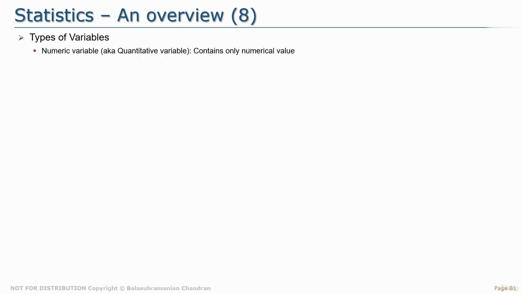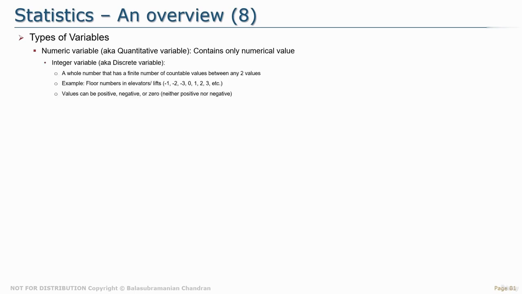Numeric variable, also known as quantitative variable, contains only numerical values. Integer variable, also known as discrete variable, is a whole number that has a finite number of countable values between any two values. Example: floor numbers in elevators or lifts, -1, -2, -3 to refer to basements, 0 to refer to the ground floor, 1, 2, 3 to represent the floor numbers accordingly. Values can be positive, negative, or 0. 0 is neither positive nor negative.